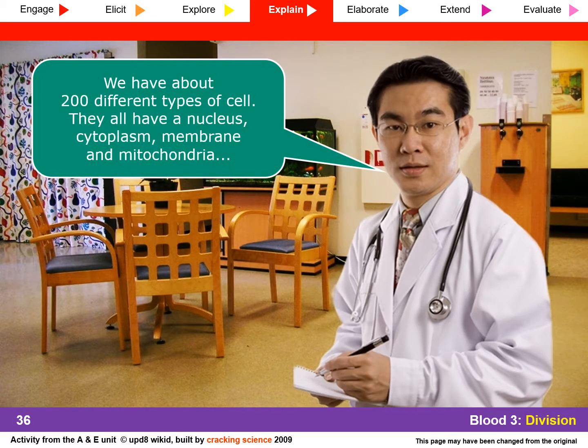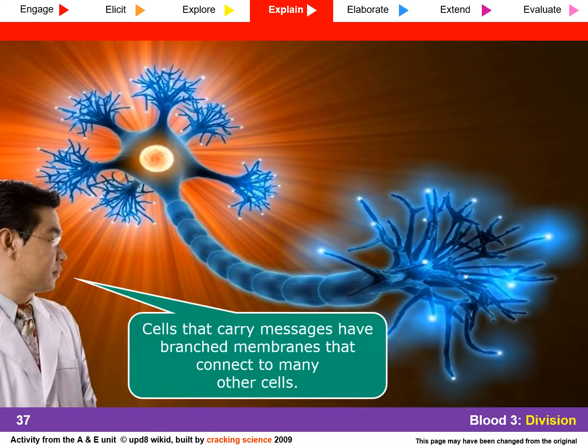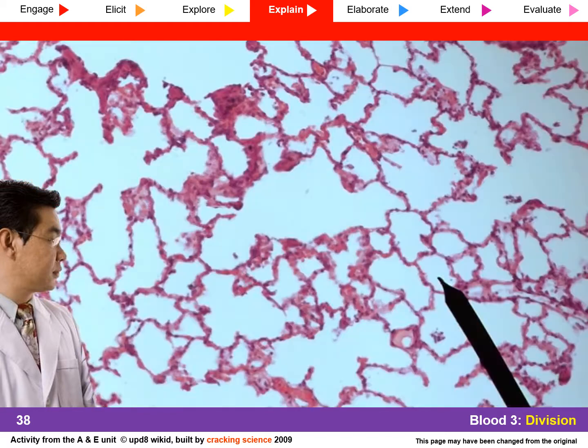So as Dr. Wong is telling you, there are over 200 different types of cells. There's actually about 220 types of cells in your body. And they might all have a nucleus. Remember, red blood cells don't, but most of them have a nucleus, cytoplasm, a membrane, and of course mitochondria. And then they're all designed to do very specific jobs, depending on their size and their shape, and then how they function. So for example, your nerve cell here is very long and thin, so they can travel and send information over really far distances.